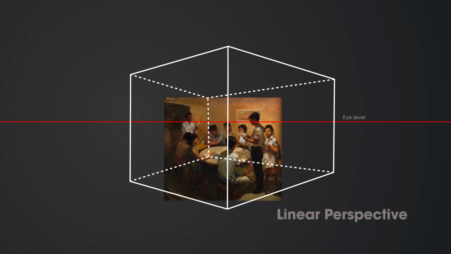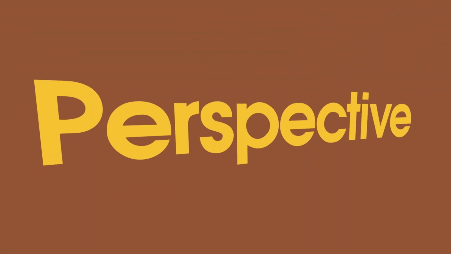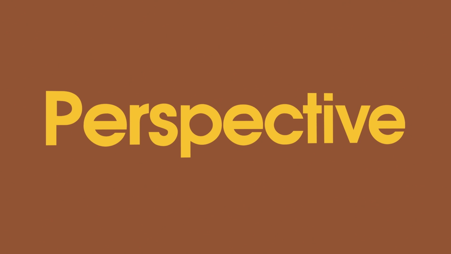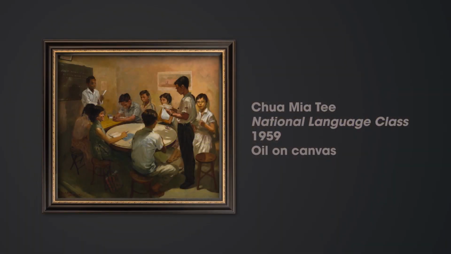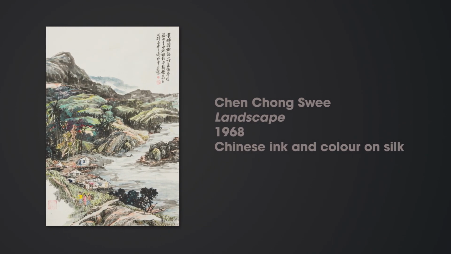There are also other alternative ways of arranging objects in space. In this video, we discuss perspective through two paintings: Chua Mia Tee's National Language class and Chen Swee's landscape.